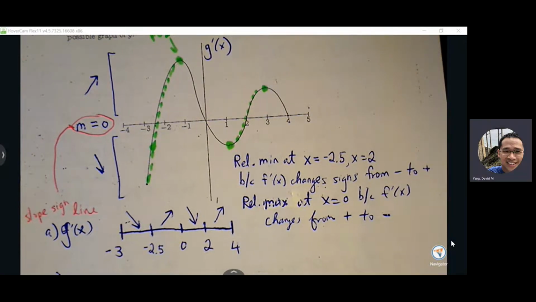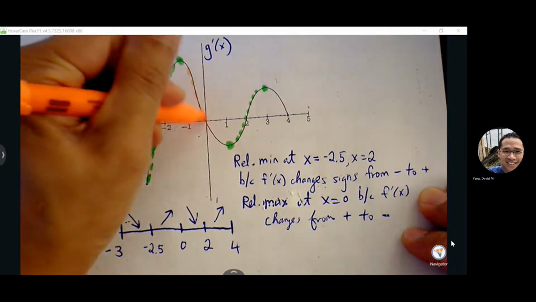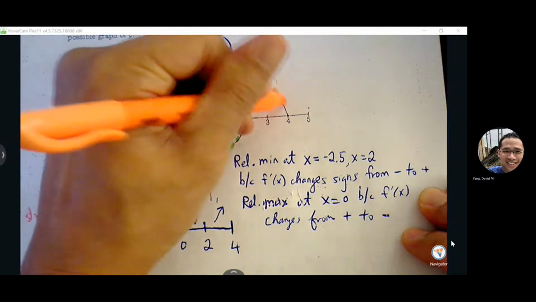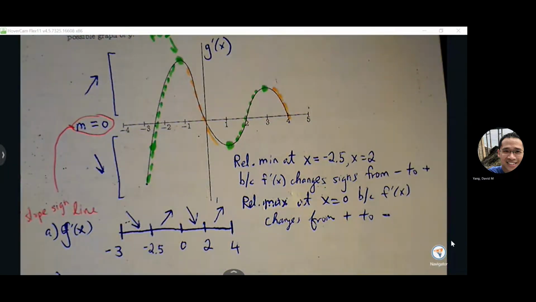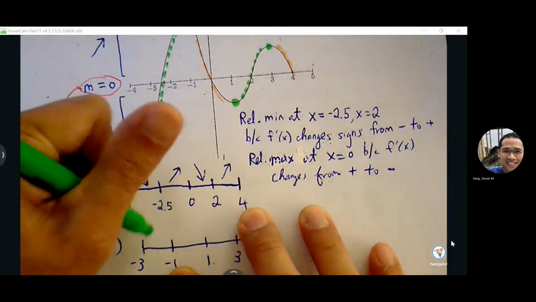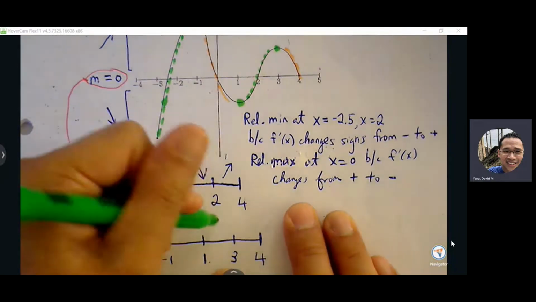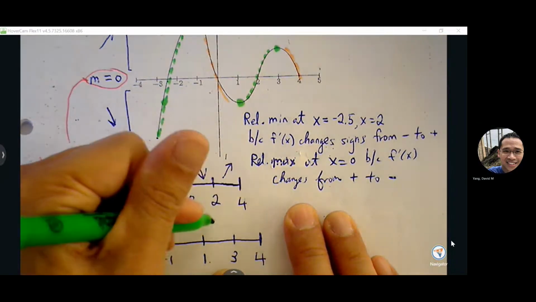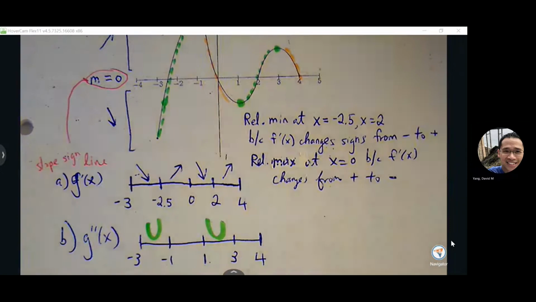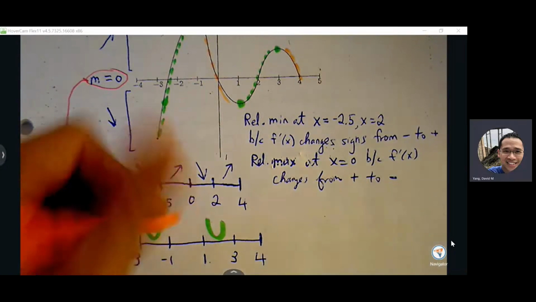Concave down is going to be where negative slope is going to occur. Highlight that in orange. Okay, so from -3 to -2, concave up. And from 1 to 3, also concave up. From -1 to 1, concave down. And same thing from 3 to 4.